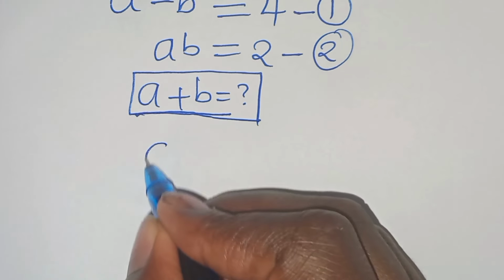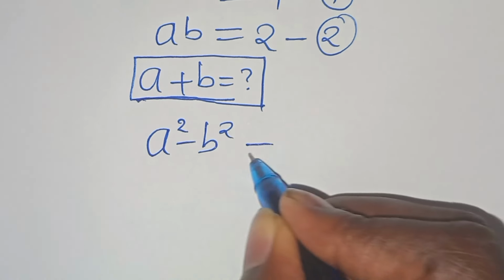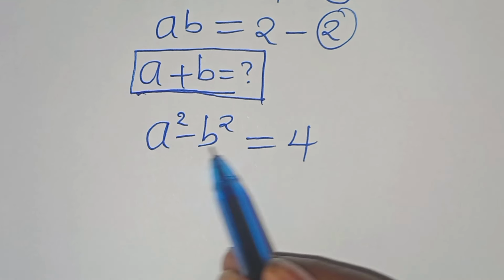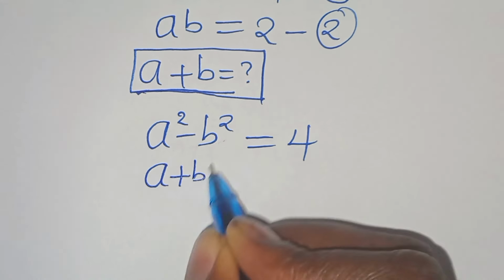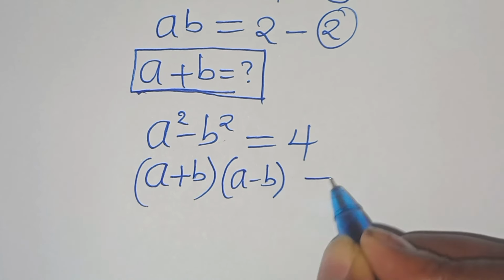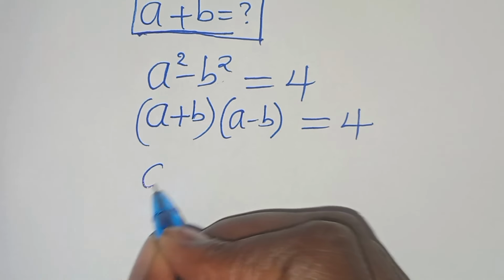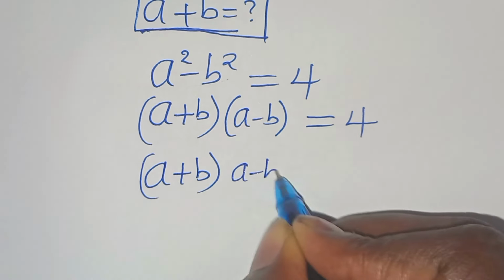Now from equation 1, it is a squared minus b squared. This is equal to 4. So from this equation, this is the difference of two perfect squares that we can express as a plus b multiplied by a minus b. This is equal to 4. Now, we have that a plus b multiplied by a minus b.